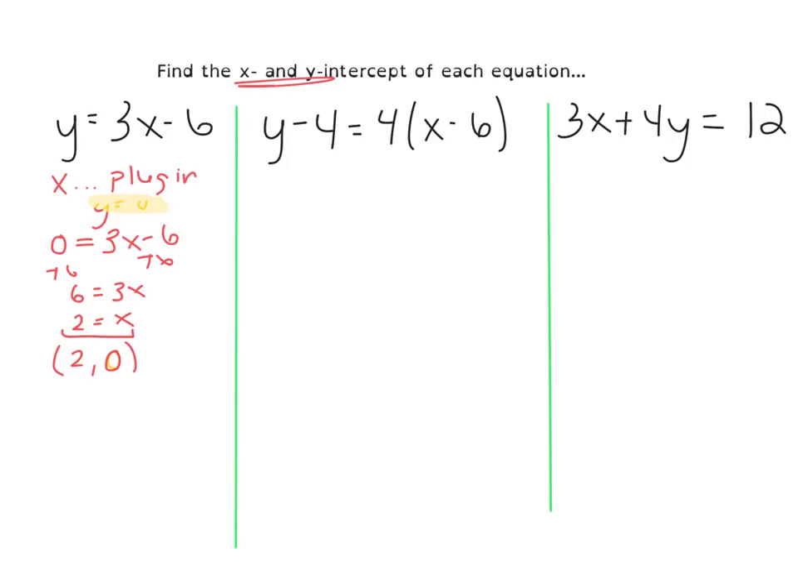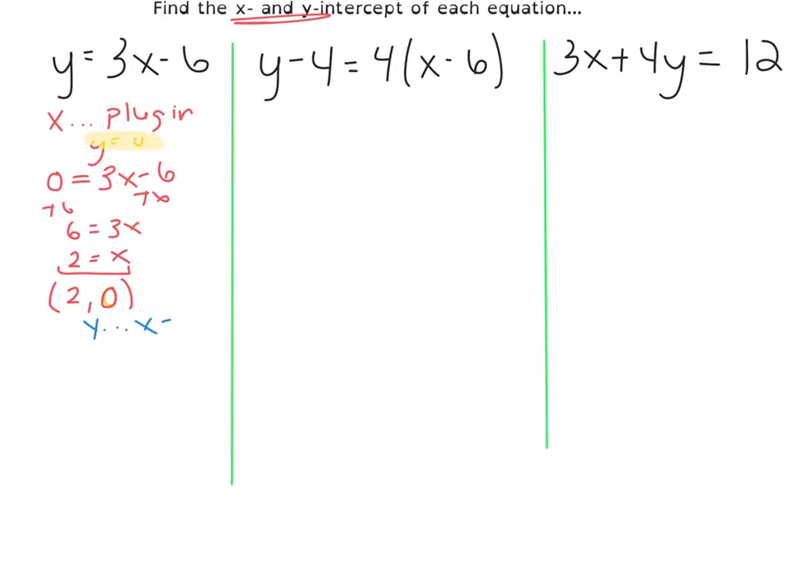Let's find the y-intercept for the same one. Now to find the y-intercept, we're going to let x equal 0. Just going to give myself a little more room here. So if we set x equal to 0, we have y equals 3 times 0 minus 6, so y equals negative 6. And we know it's a point, right? The y value is negative 6, and we only got that if we plugged in the x value of 0. So we go back and write down that the x value was 0.